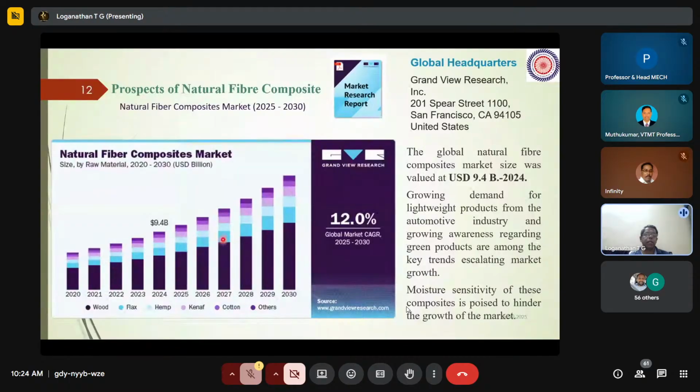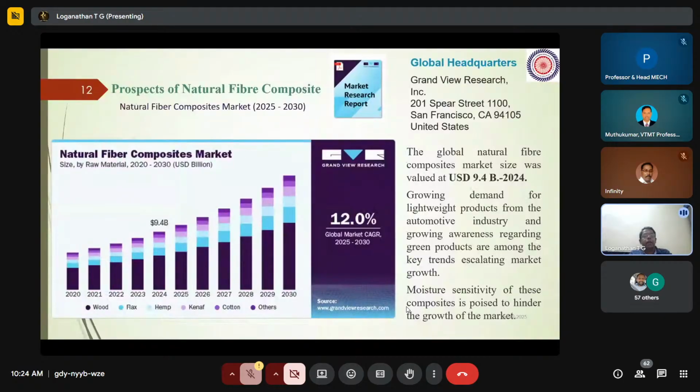So this is another input we can use to assure that the use of natural fiber is going to be quite encouraging. This is the data taken from a market research report from the global headquarters. The total value of the natural fiber composite is somewhere around 9.4 billion USD. So it's a very huge market.